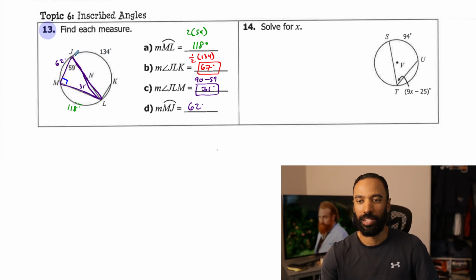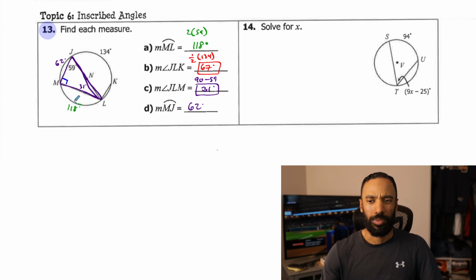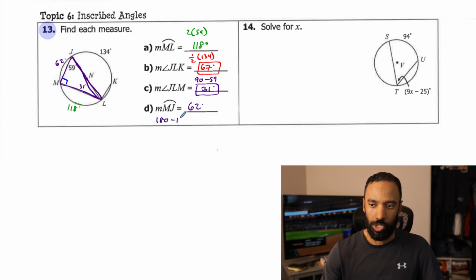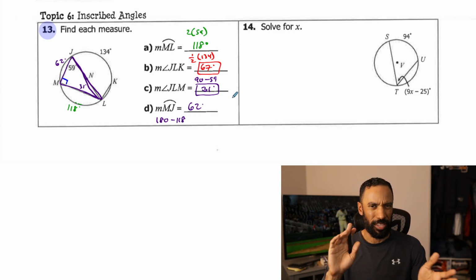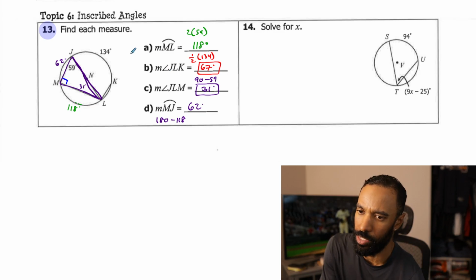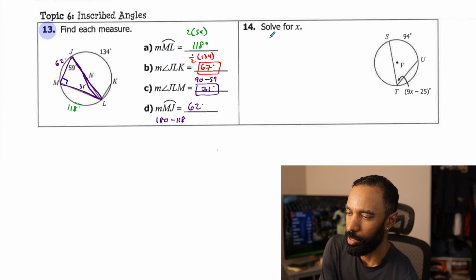How else could I have gotten it? Actually, this would have been easy. 180 minus 118 also works. And it's just good to know that, when they introduce the numbers and such, they all do interconnect. I think you can't go wrong, really, when they set it up. But there you have it.